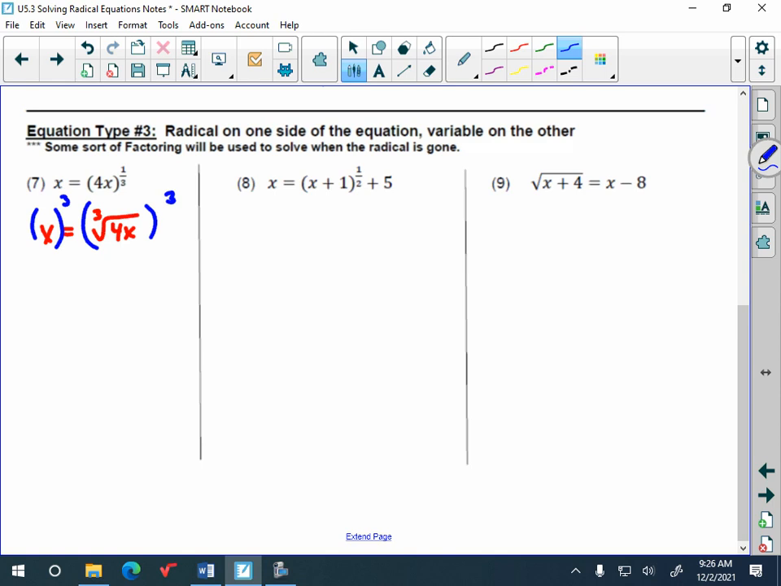So raise both sides to the 3rd power. The left side just stays x to the 3rd. The right side, the cube and the cube root cancel, so we just get 4x.